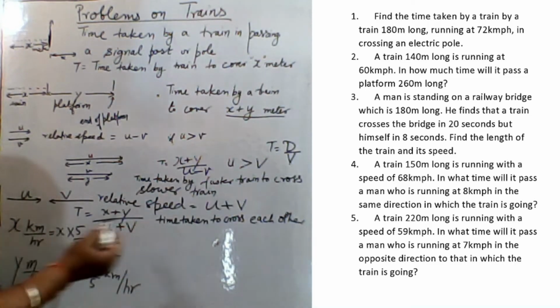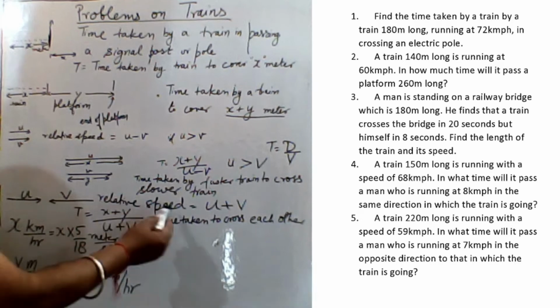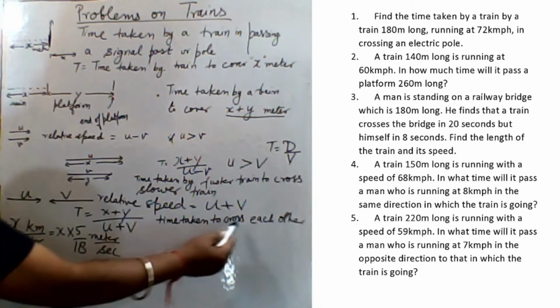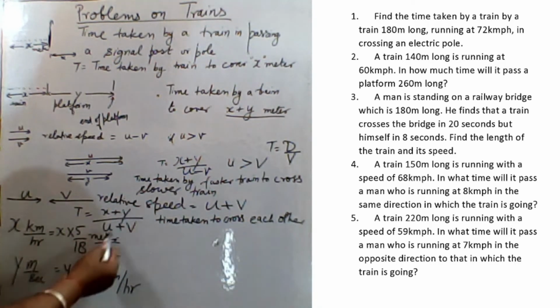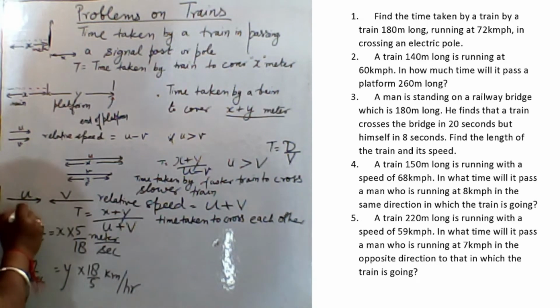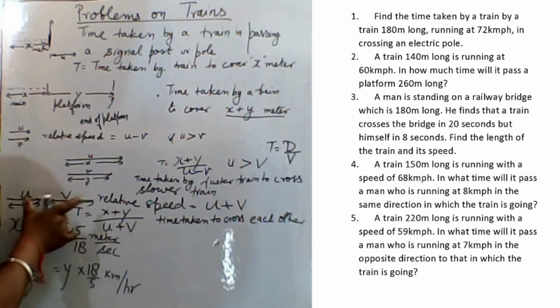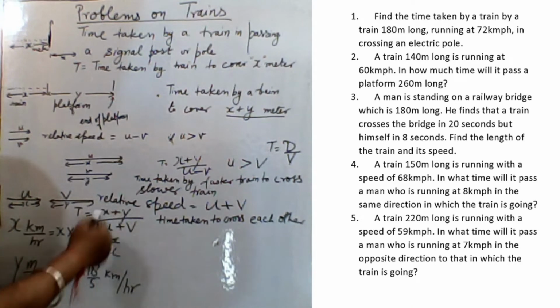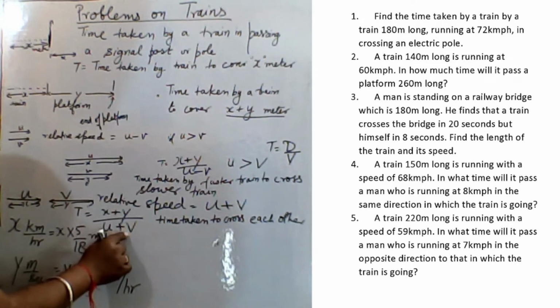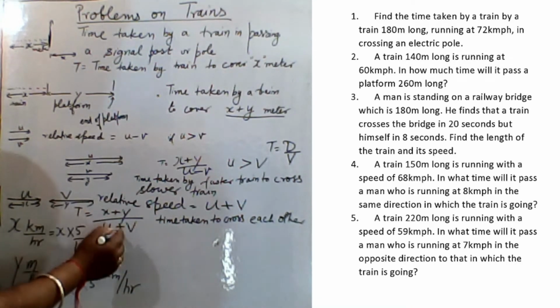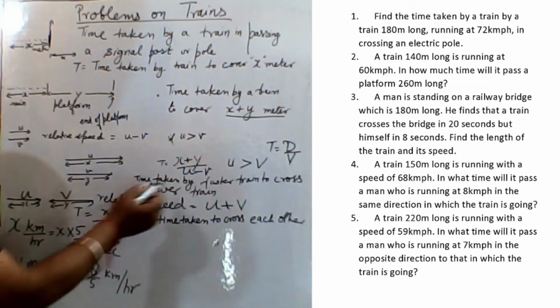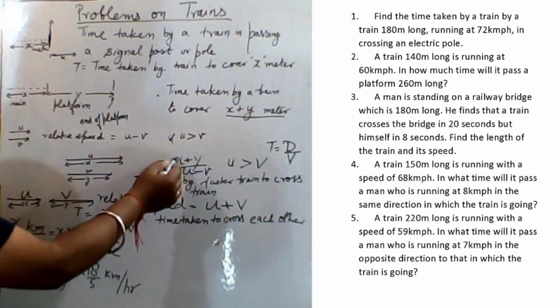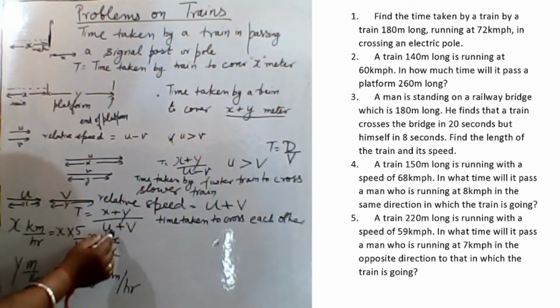Now if both are in opposite directions, then the relative speed will be U plus V. Then the time taken to cross each other will be X plus Y divided by U plus V. The distance, because this is X and this is Y, the total distance will be X plus Y. Both have to travel, and the relative speed will be higher, so the time taken here will be less. But in the same-direction case the time taken will be more, because the relative speed decreases.